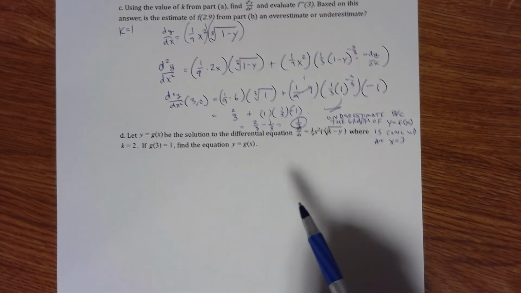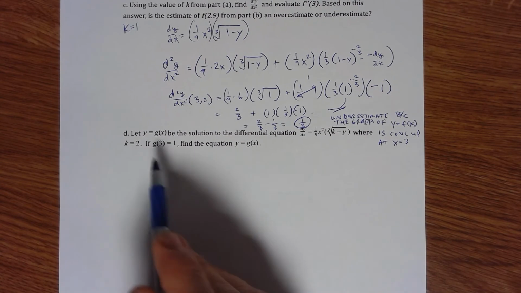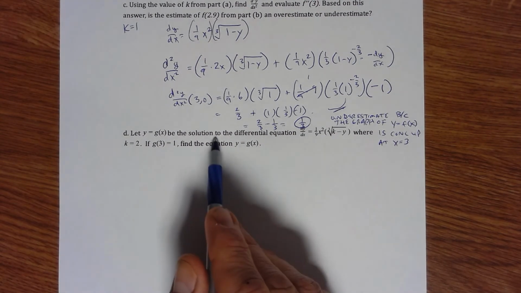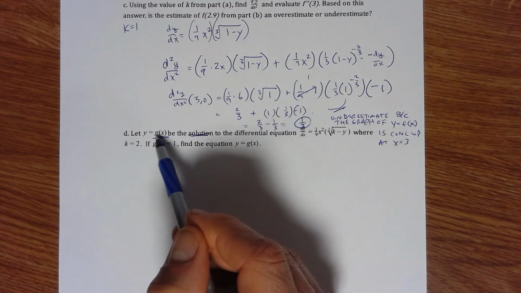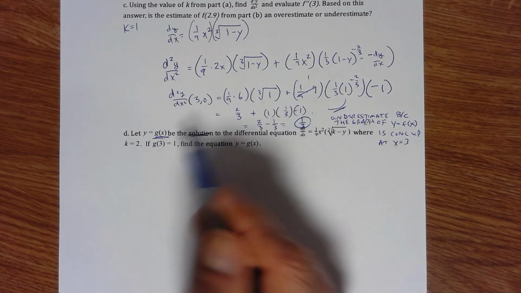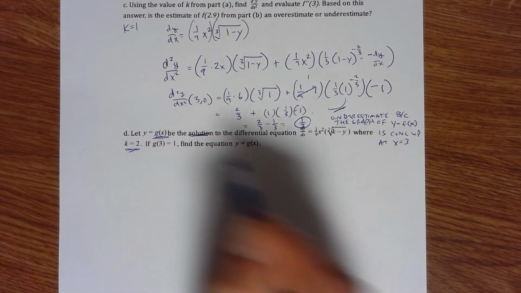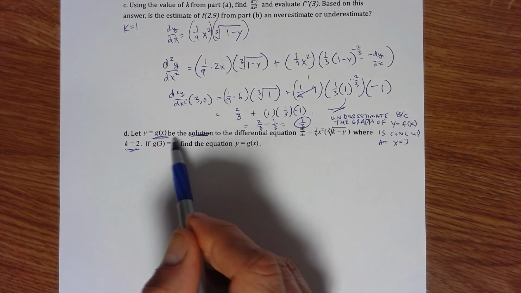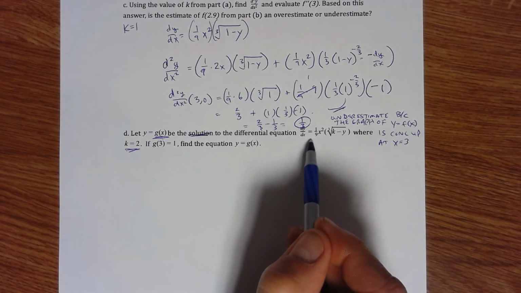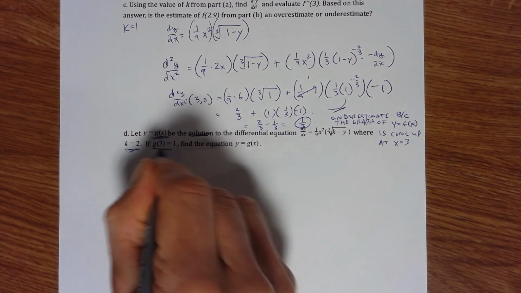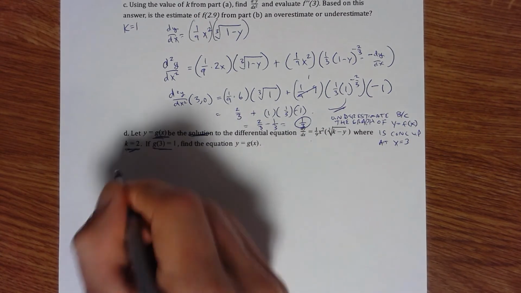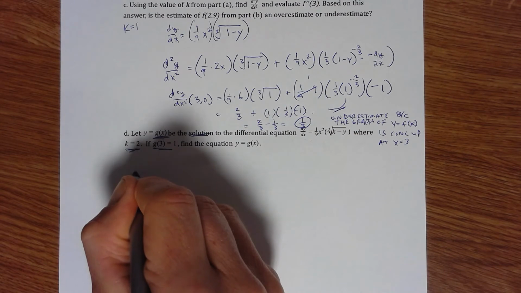Last part for this question and the longest part. So let's get into it. We want to find the solution, and remember, they introduced a new function y equals g of x this time, and the reason they did is because they redefined k as 2. So y equals g of x is the solution of this differential. If we want a solution to a differential, we're going to have to integrate or find the antiderivative. And they give us a point on g as (3, 1). That's an initial condition.